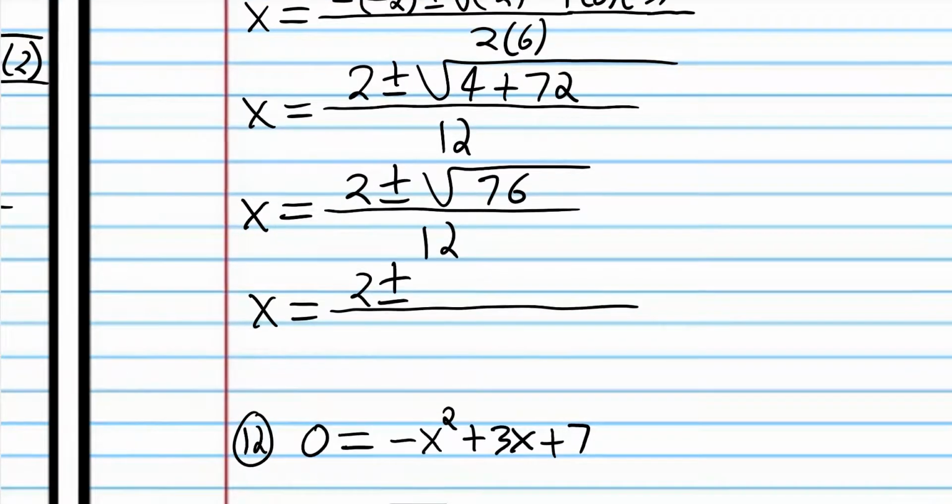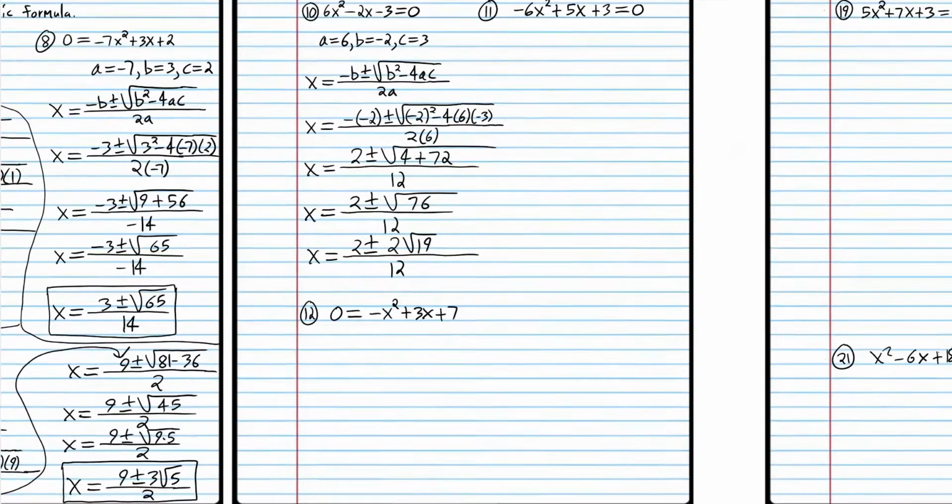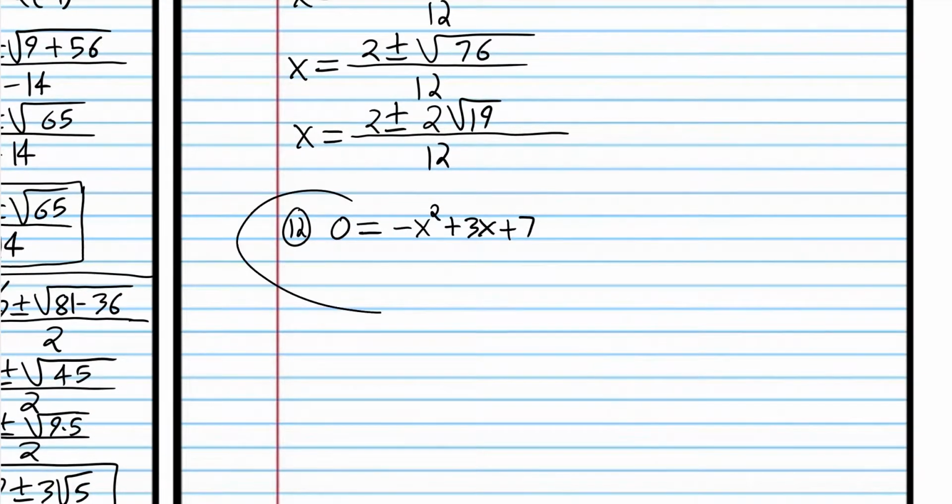And I don't think I'm going to have time or the room to really show much of that. So 4 comes out as a 2, and the 19 stays in. And at this point, we're not quite done yet. And the reason we're not done is we can actually reduce that fraction.